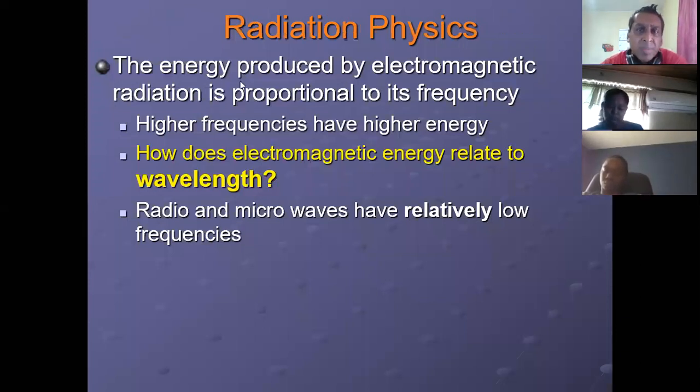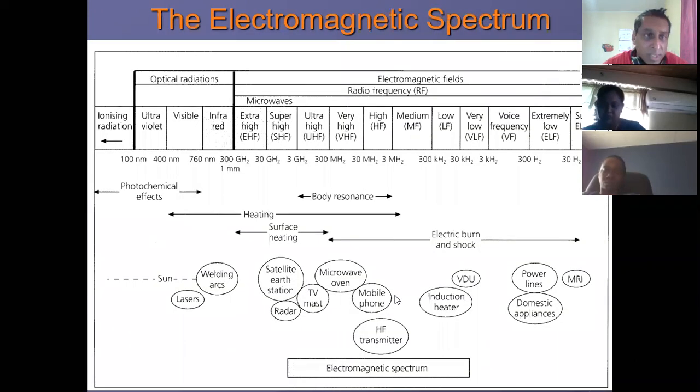The energy produced by the electromagnetic radiation is proportional to its frequency. Radio and microwaves have relatively low frequencies, and as you go down, lasers and stuff have relatively higher frequency, right? And again, not to confuse it, but once you cut off right here, from right here is the ionizing radiation, and from here, all of these are pretty bad.